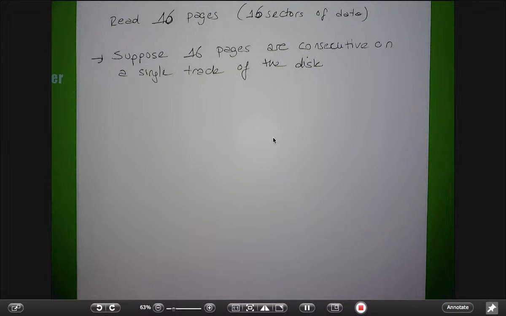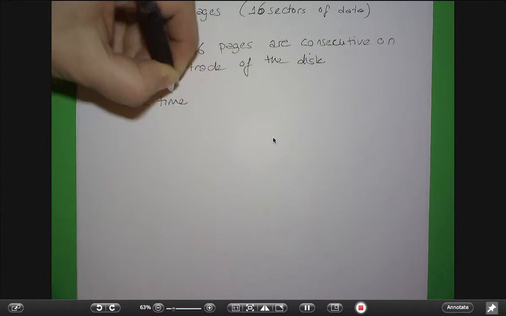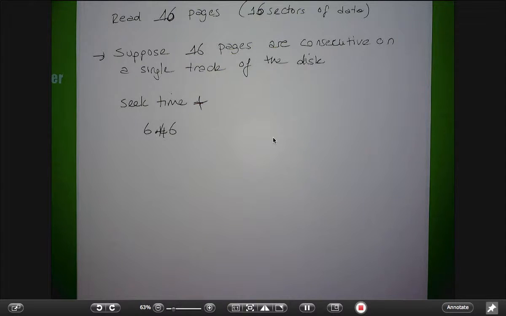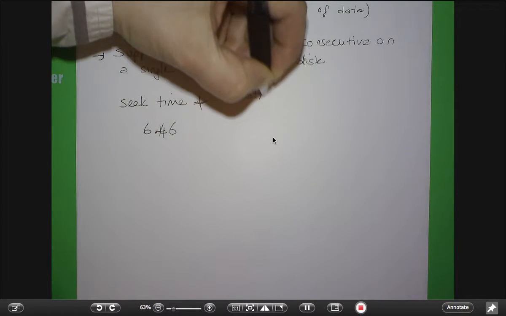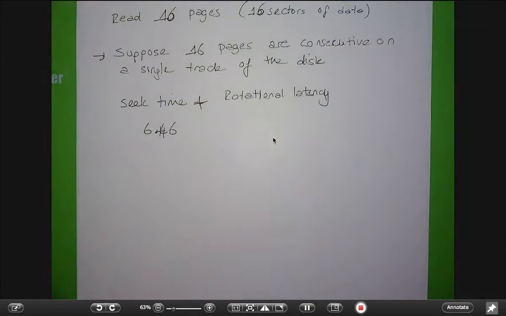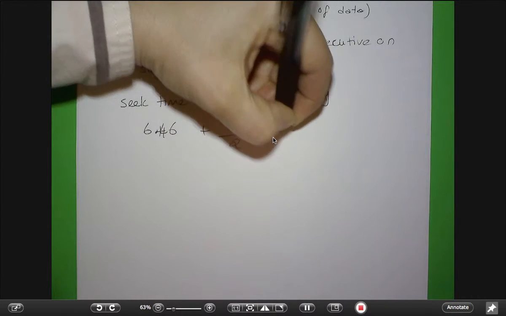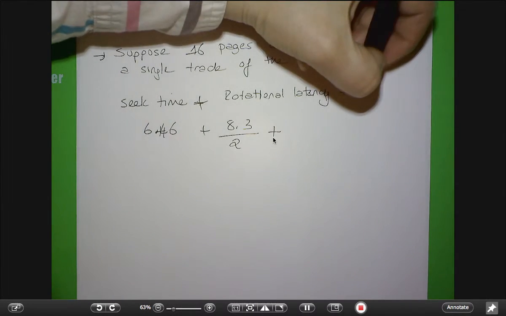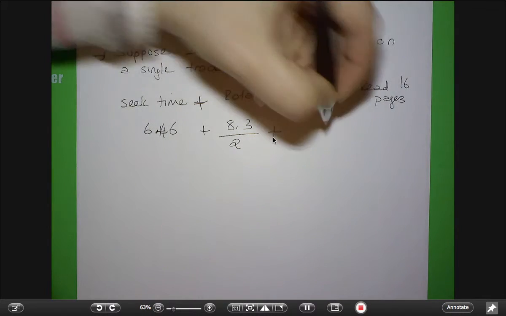So to be able to read these 16 pages, I need to first move the head, the seek, to the right track. So we are saying that's about 6.46 milliseconds. Then I'm going to wait for the disk to spin to the right location. That's a maximum of 8.3 milliseconds, one spin. But let's say on average I wait roughly half a spin. So my rotational latency is about half of max, which is 8.3 divided by 2. Then I'm going to read all the 16 pages all at once after this.